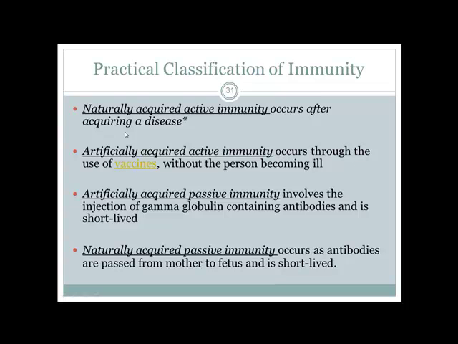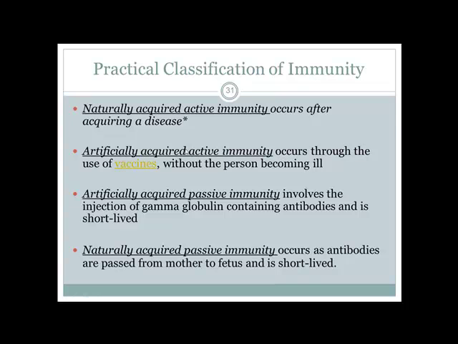Artificially acquired active immunity: your body has been infected with this pathogen artificially. So you got, like, a vaccine. They injected you with the antigen from the microorganism so your body can see it, and now if you ever get infected with it again, you get that secondary immune response.